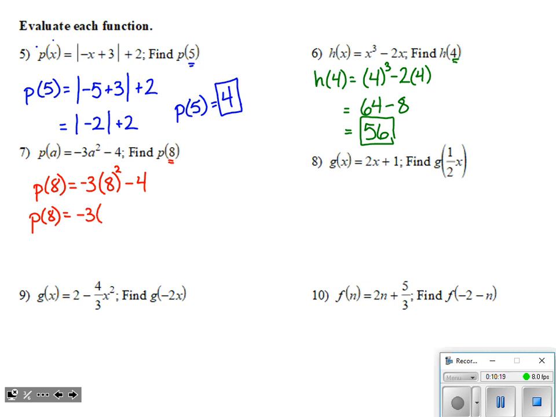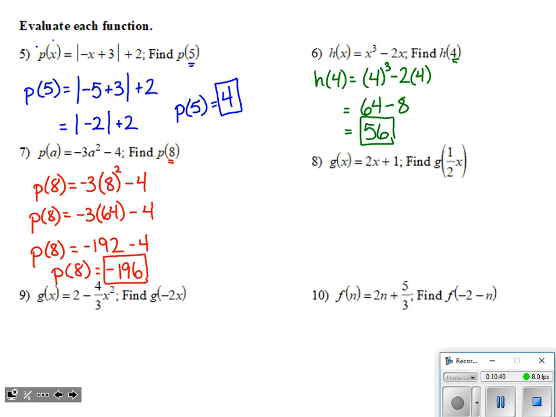Okay, that's negative 3 times 8 squared. I got to do the exponent first before I multiply. That's 64. Negative 3 times 64 is negative 192. And again, we may need a calculator for that. Final answer for p of 8 should be negative 196.